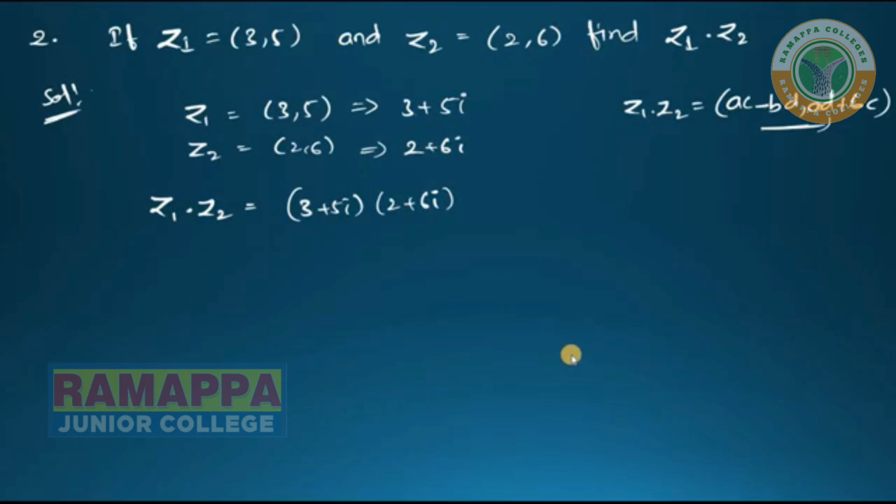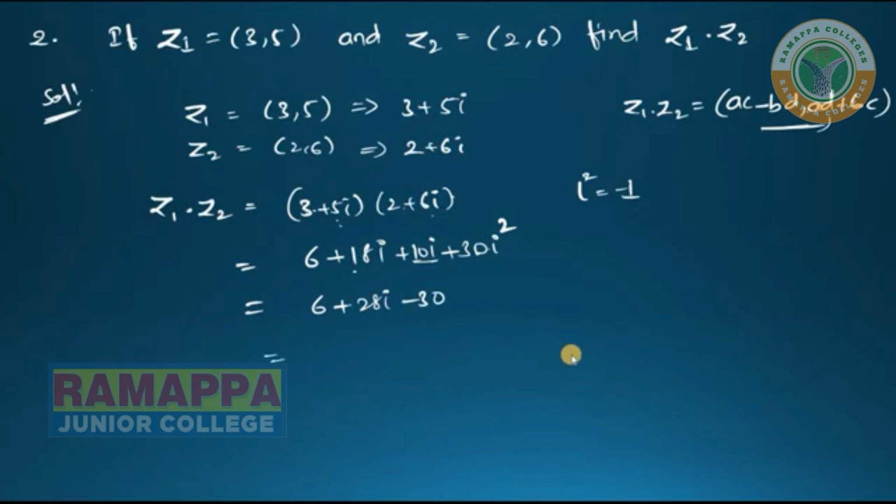Now z1 into z2 is equal to: 3 into 2 is 6, 3 into 6 is 18i, 5 into 2 is 10i, 5 into 6 is plus 30i, so i into i is i square. So it will become 6 plus 18i plus 10i, 28i. Now i square we can write as minus 1, so minus 1 means minus 30. So it will become 6 minus 30, minus 24, plus 28i. So the answer is (-24, 28) for z1 into z2.